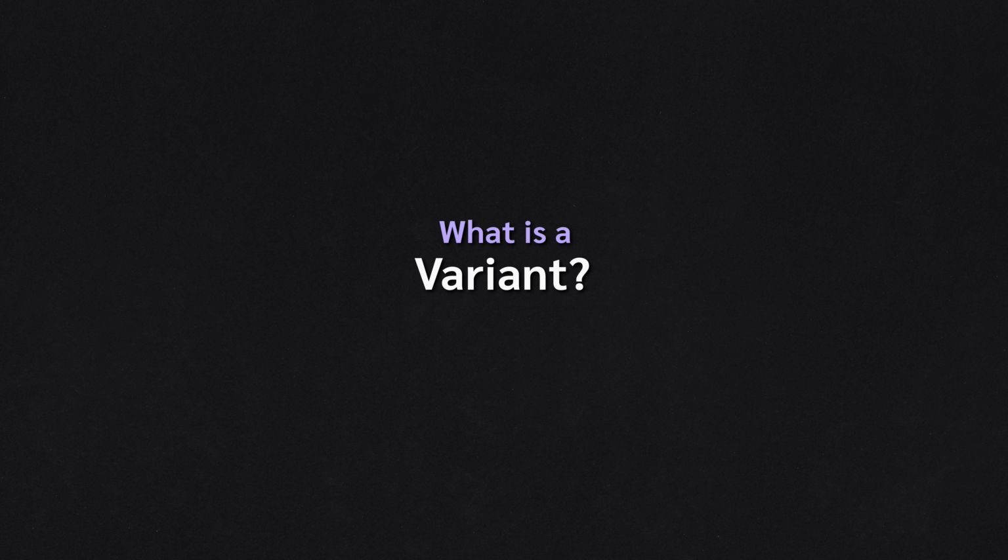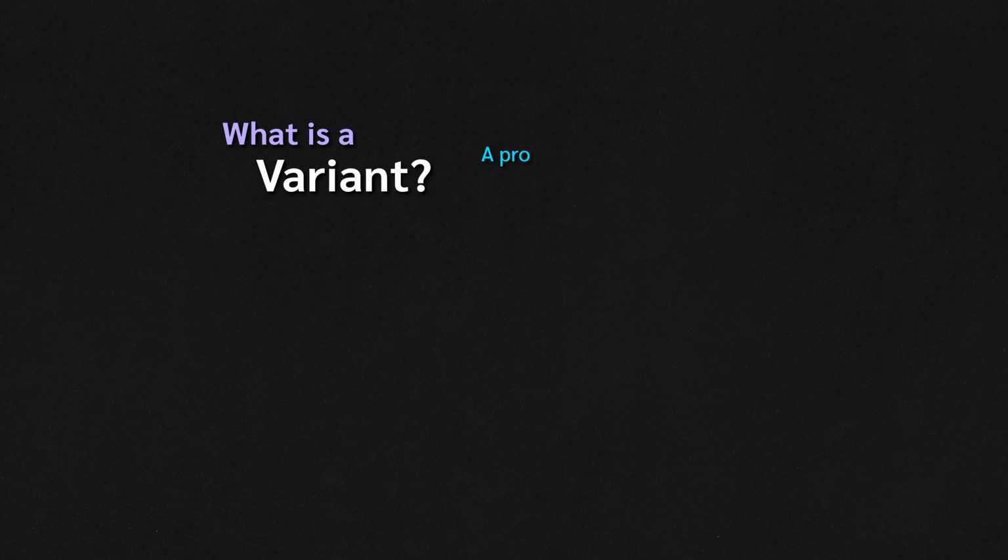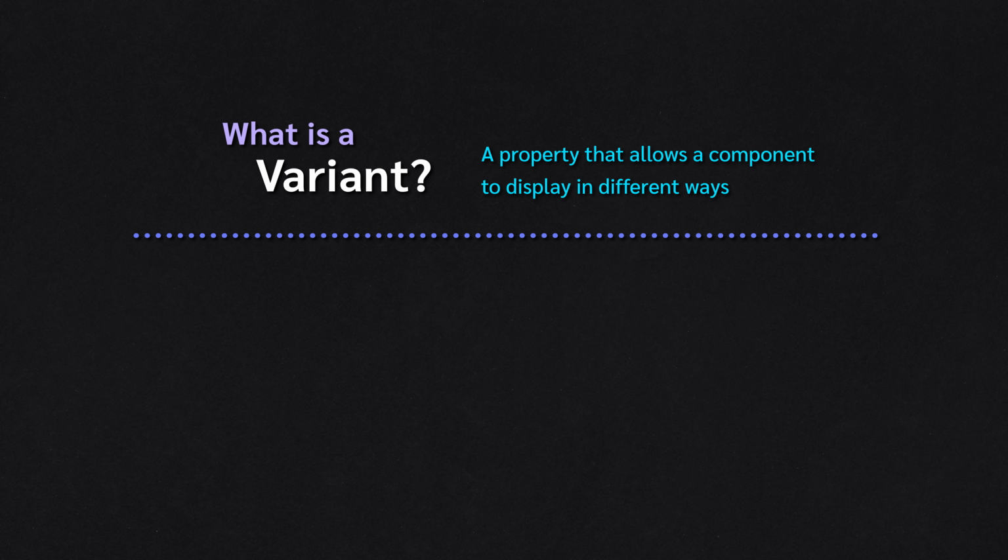What is a component variant? A variant is a property that allows a component to display in different ways, so that it is flexible enough to meet the needs of the application.